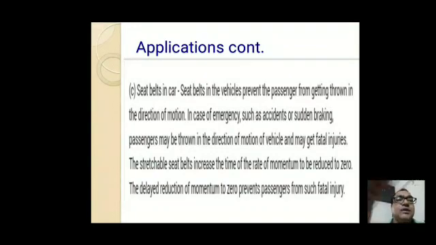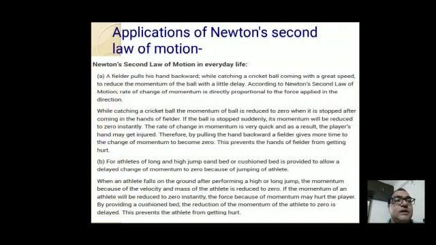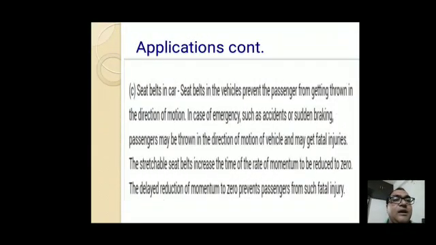So students, we have learned Newton's second law of motion and these three examples. The first example is when a cricketer catches the ball, he takes his hand backwards. When an athlete does a long jump or high jump, sand or a cushion should be provided. And third, in a car, a seat belt should be provided to prevent injury in an accident. So these are the examples of Newton's second law of motion.